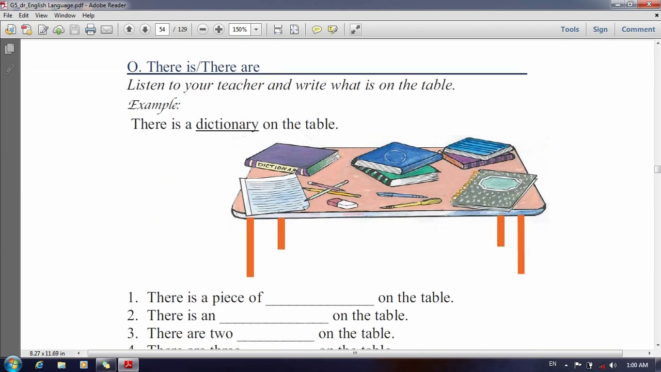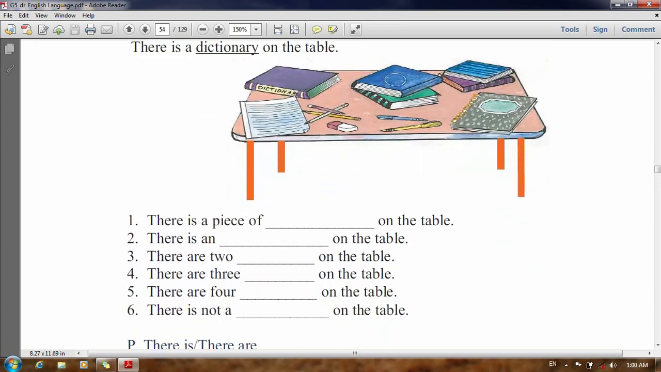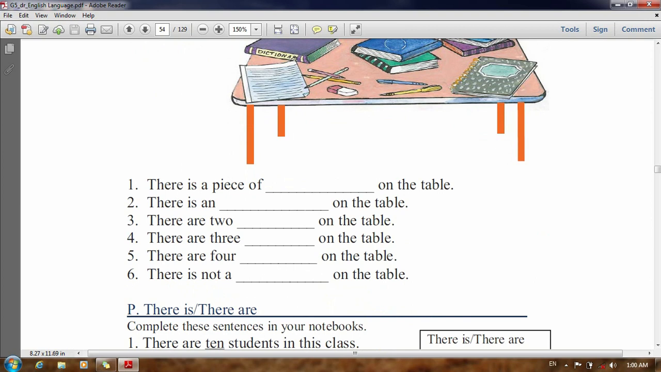There is. There are. Listen to your teacher and write what is on the table. Example: There is a dictionary on the table. There is a piece of paper on the table. There is an eraser on the table.